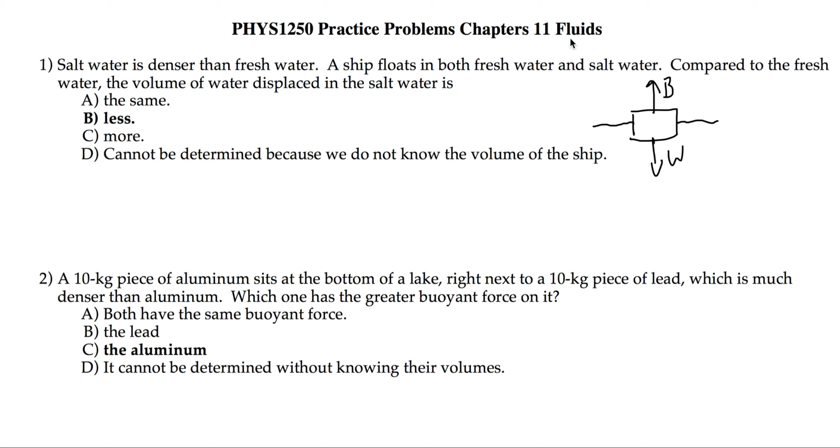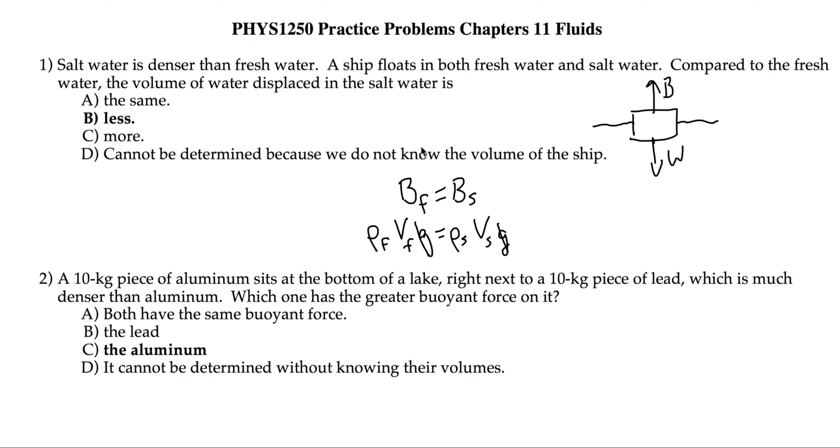So in both cases, the buoyant force is equal to the weight, so that means that the buoyant force is the same whether you're in the fresh water or the salt water. So you can say the buoyant force in the fresh water is equal to the buoyant force in the salt water. So rho of the fresh water times the volume of fluid displaced in the fresh water times g equals rho of the salt water times the volume of the fluid displaced in the salt water times g. So the g's cancel out.